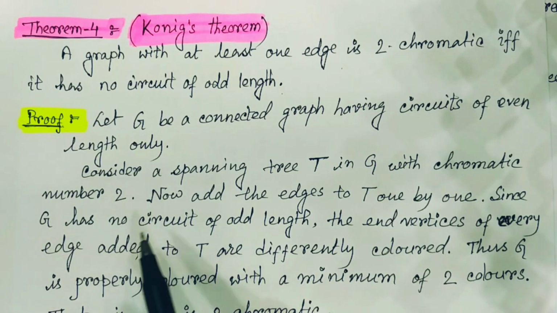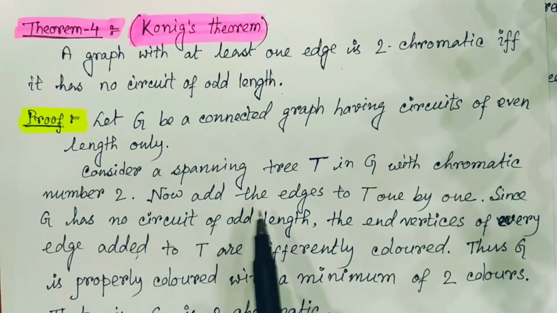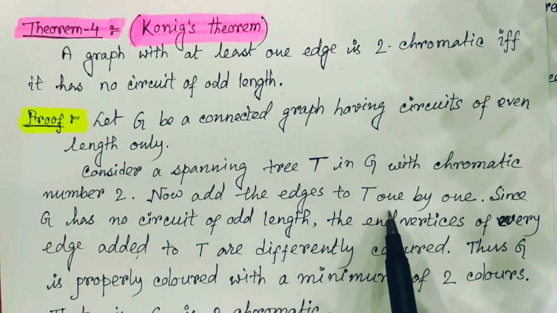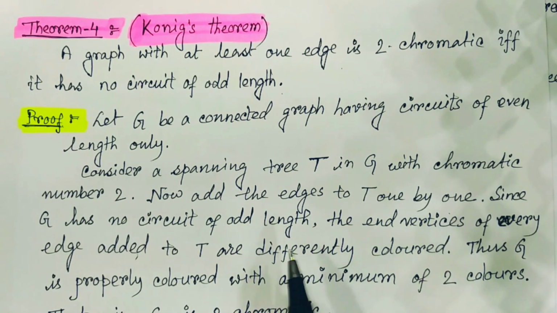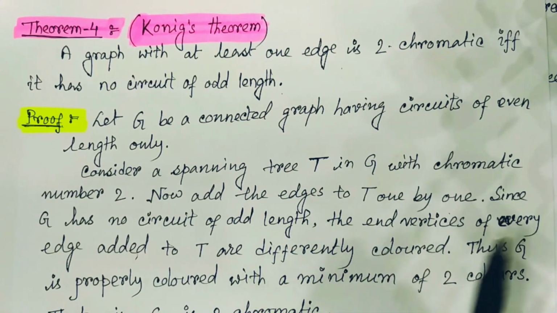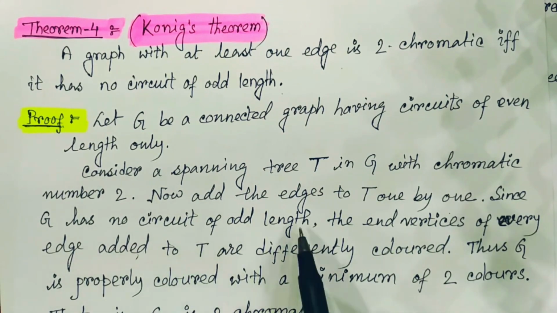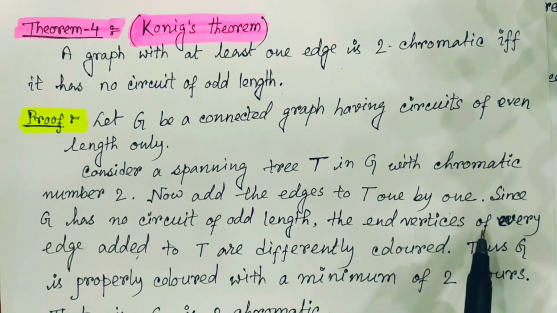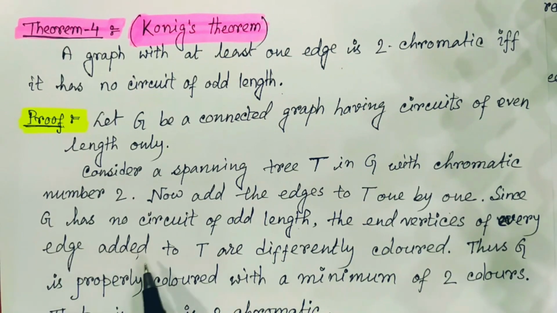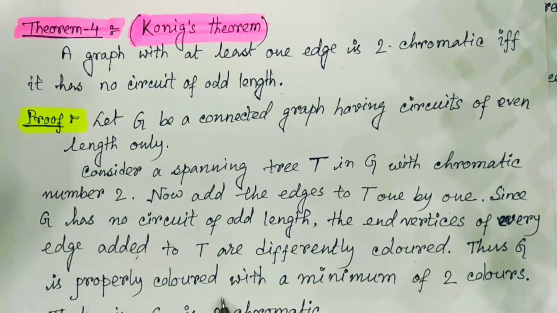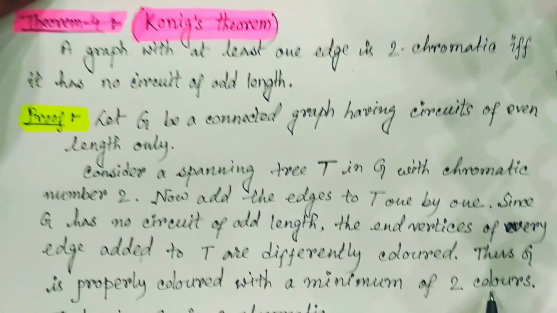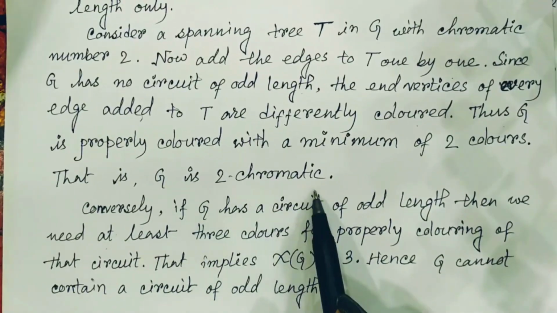Now add the edges to T one by one. After drawing the spanning tree, the remaining edges we should add one after another to this spanning tree. Since G has no circuit of odd length, the end vertices of every edge added to T are differently colored. Thus, G is properly colored with a minimum of 2 colors. That is, G is 2 chromatic.